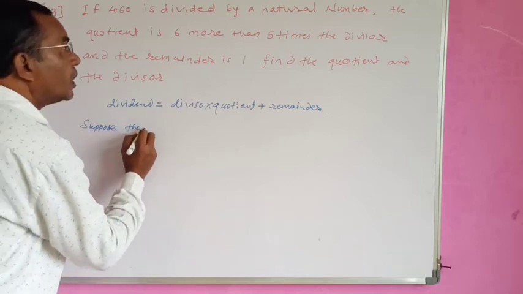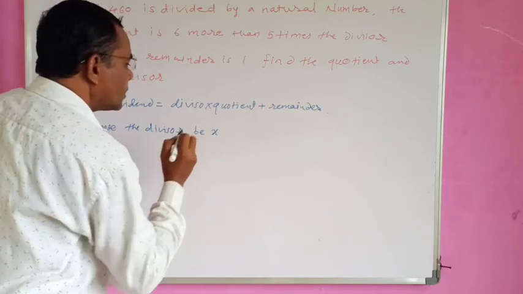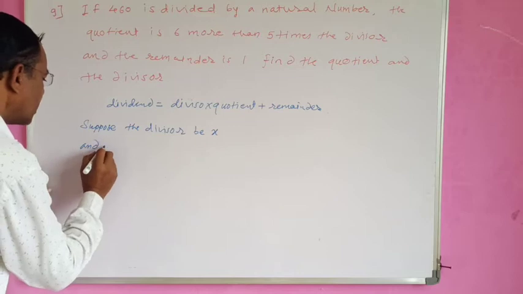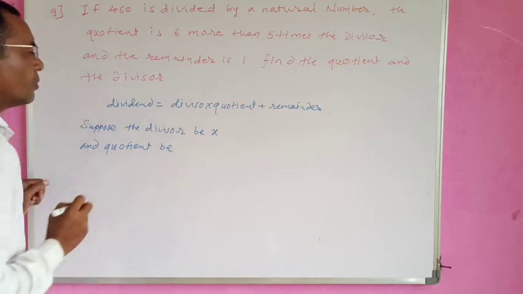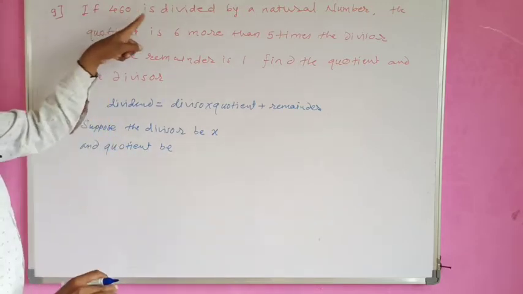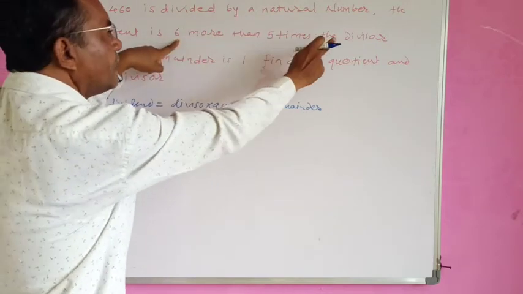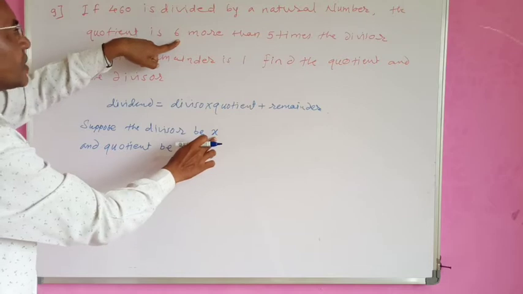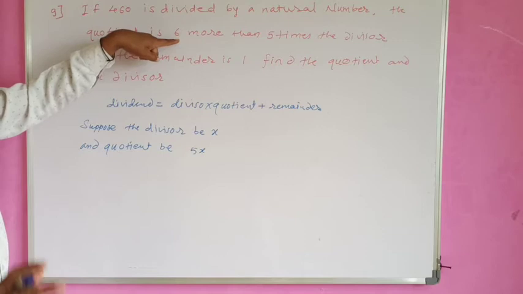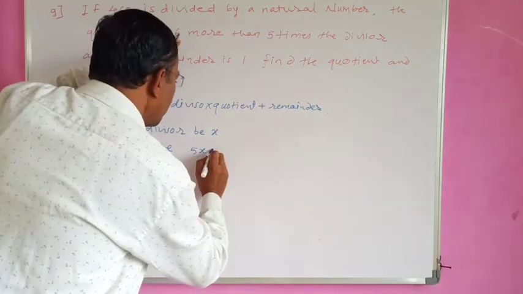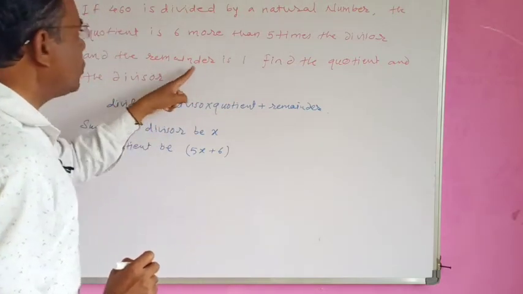Suppose the divisor be x and the quotient be, what will be the quotient? See here, the quotient is 6 more than 5 times the divisor. Divisor is x and 5 times, that is 5x, and how many more? 6 more, therefore plus 6 here. It is the quotient here, and we have been given the remainder.